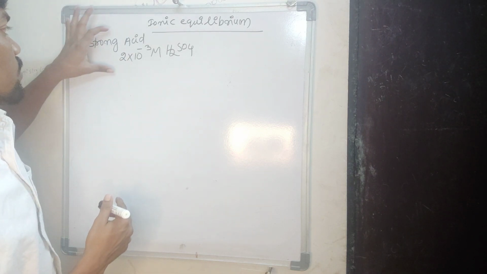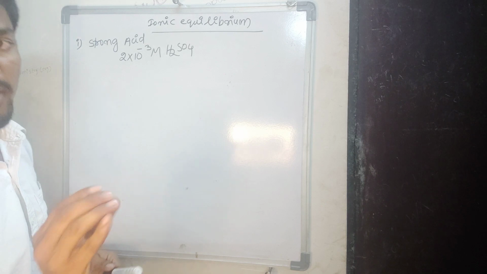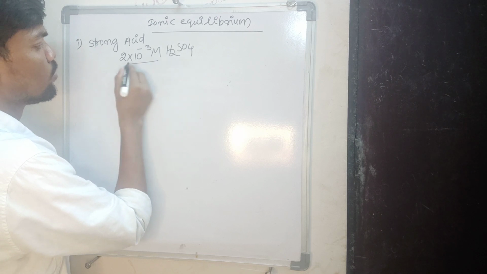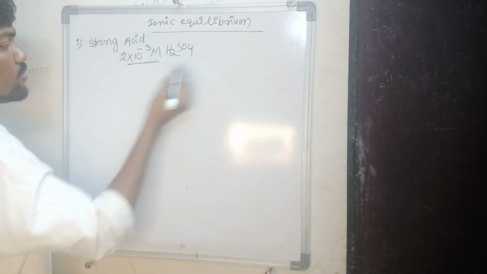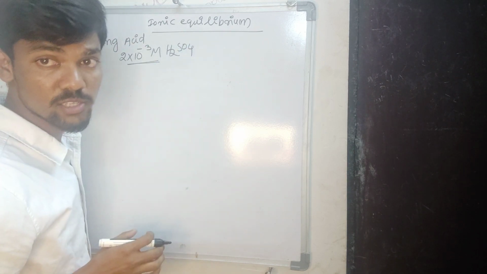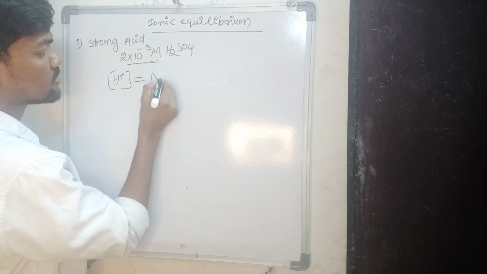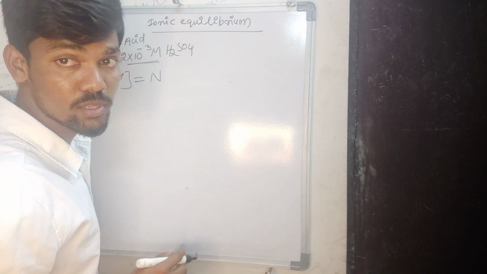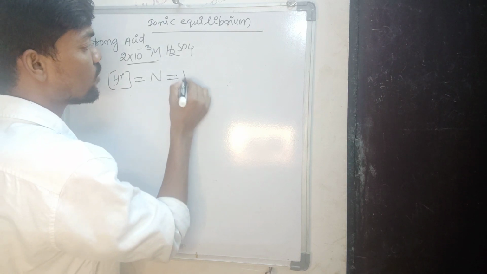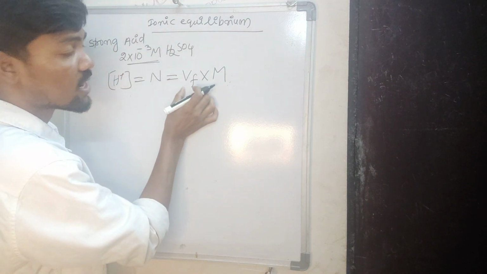Understand? First, if a strong acid is given, how can you find out pH? This is molarity. Since it is a strong acid, we have to find out the H plus concentration. H plus concentration is equal to normality, which is valency factor into molarity.